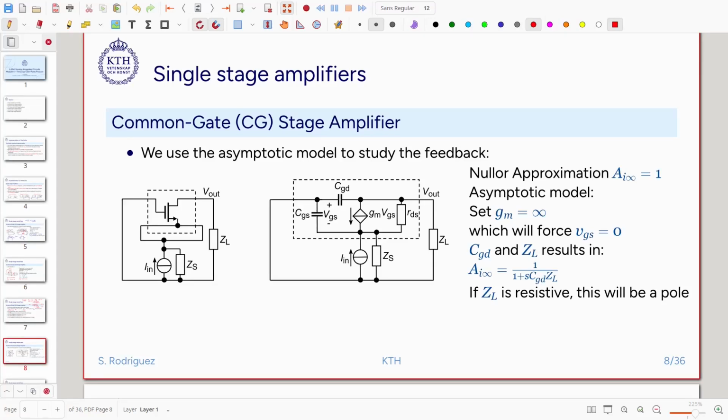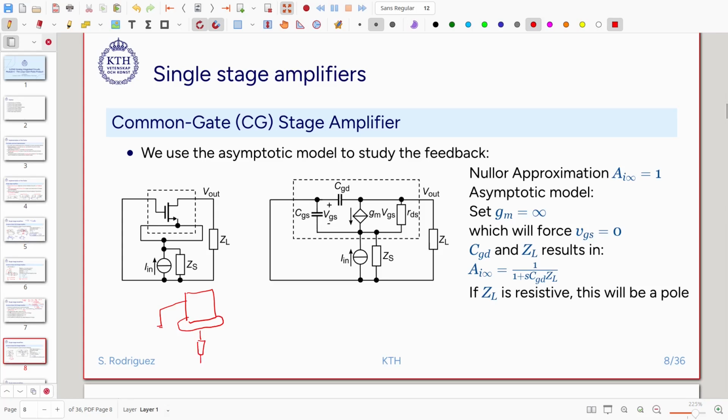So we are going to do exactly the same for the common gate stage amplifier, and then we start with the nuller approximation for this stage. So let's see. So we have the nuller. It will look something like this.